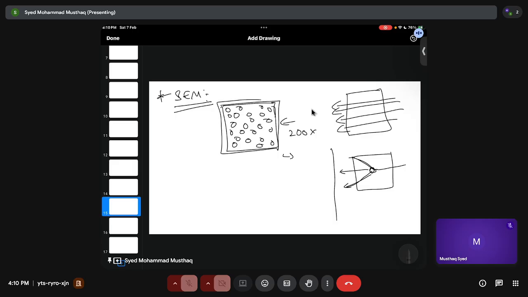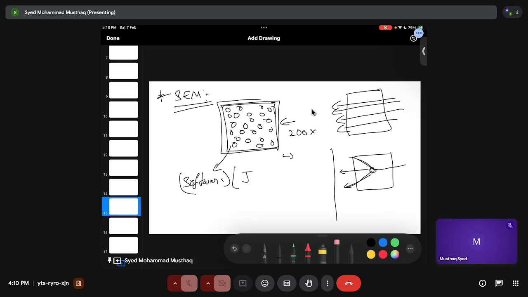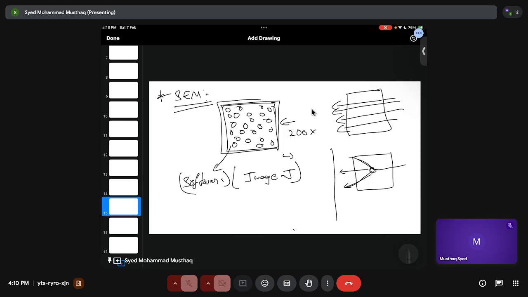Now, what we do is we first take an image at a certain magnification. Okay. Then we take that image and put it in software. The best software for image processing, we use ImageJ. People mostly use that. There is a software called ImageJ which is available. People can even download the cracked version also.